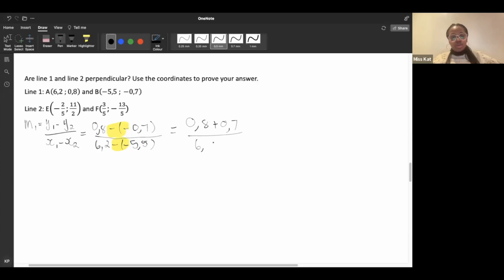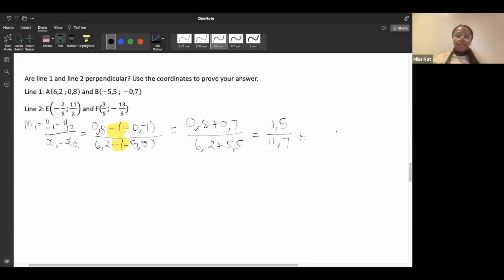Otherwise, some people will be confused. Okay, so it's 1.5 over, it's going to be over 11.7, because a negative and a negative gives us a positive. Exactly. Now divide those and tell us what the answer is, please.